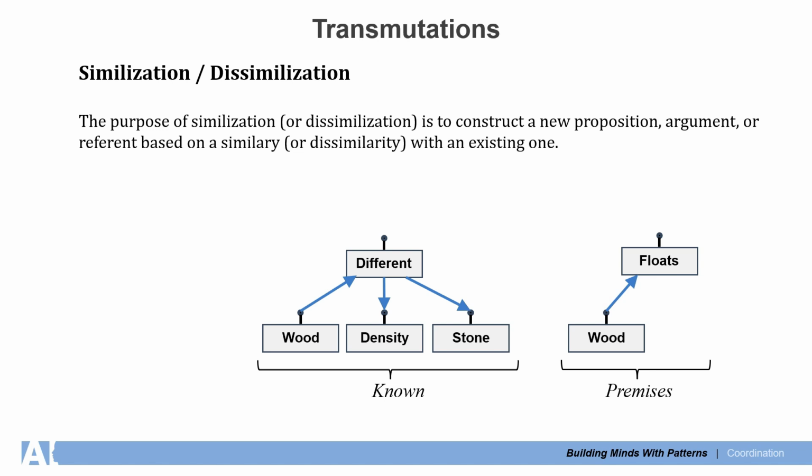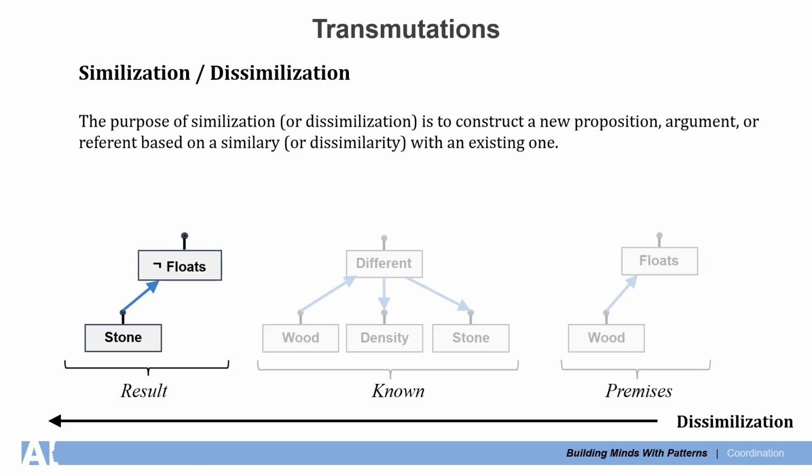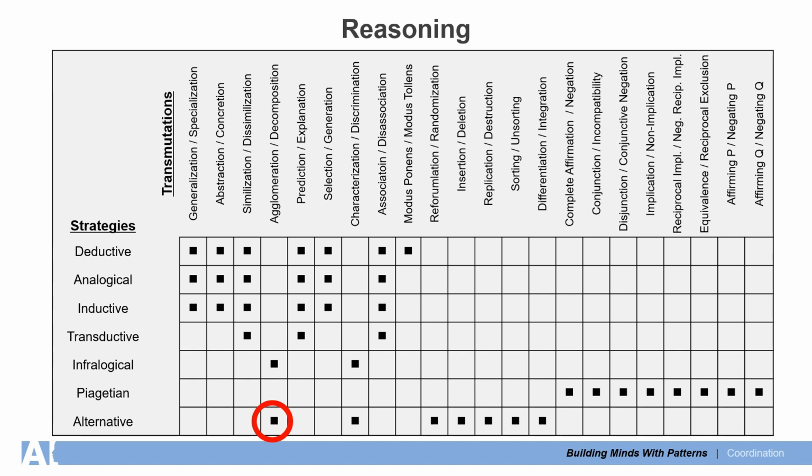If we say wood floats, and we know that wood has a different density than stone, we may conclude by dissimilization that stone does not float. Agglomeration and decomposition can be done in an infralogical or alternate manner.